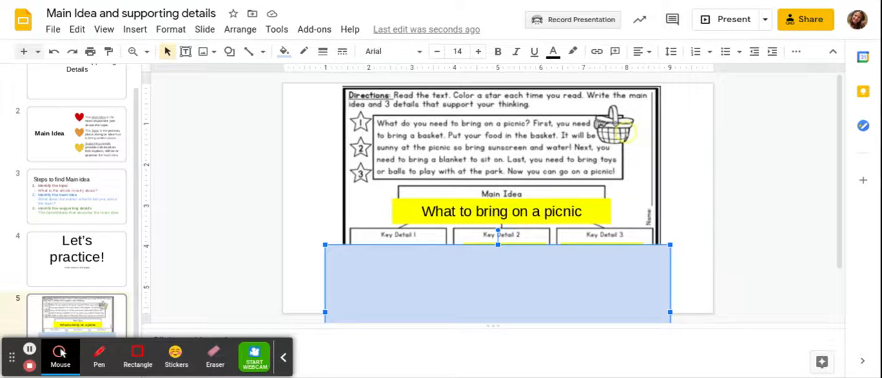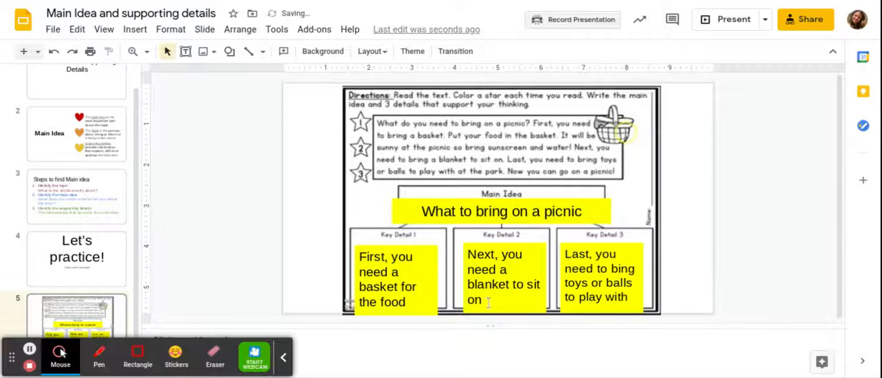So, the 3 details that I found in this passage are, first, you need a basket for food. So that's the first thing that they told you to bring on a picnic. It's right after that first sentence. The next thing that they told you that you need is a blanket to sit on. It's right here. Next, you'll need a blanket to sit on. And the last thing that they told you to bring on the picnic are toys or balls or something to play with at the park. So that's the last thing that they told you.